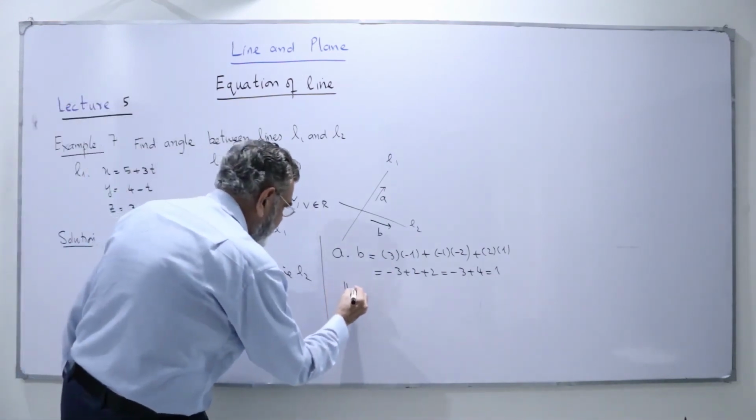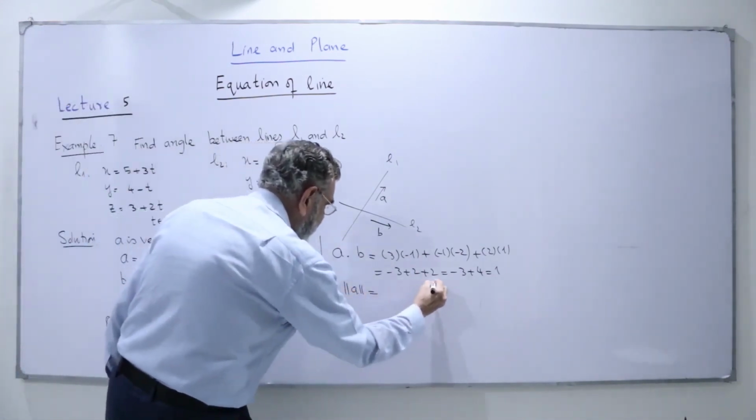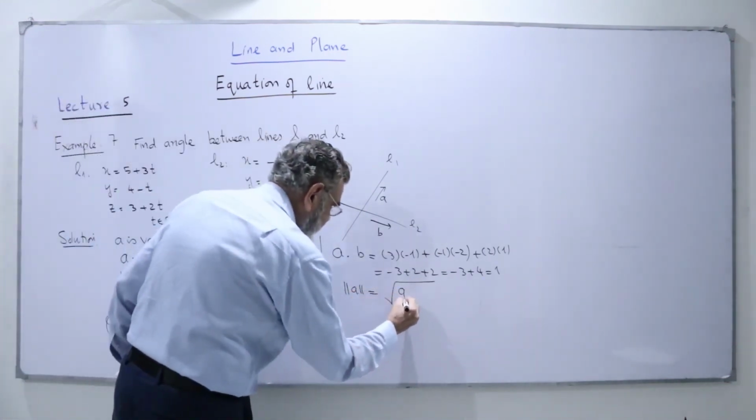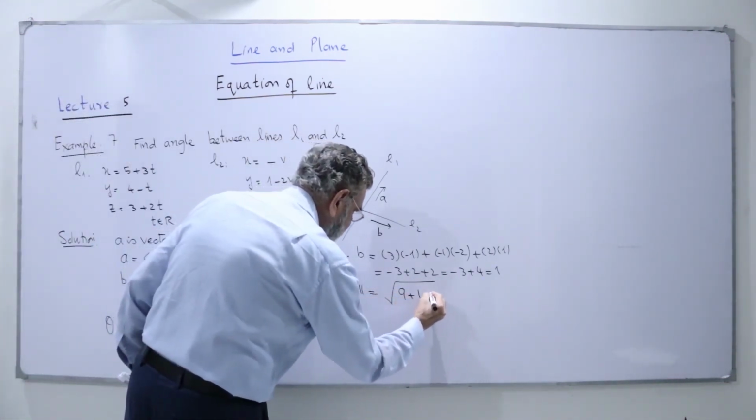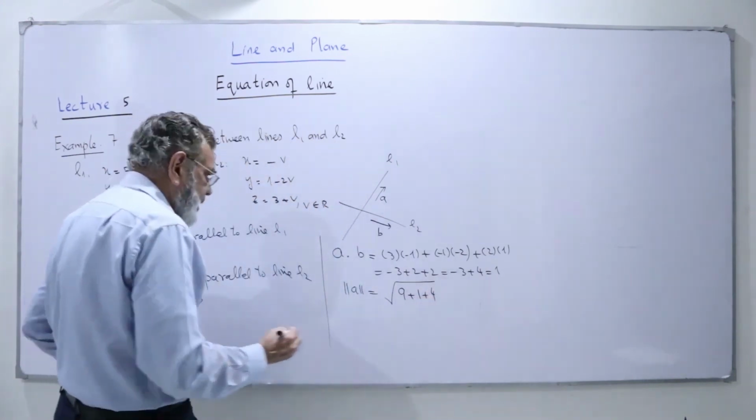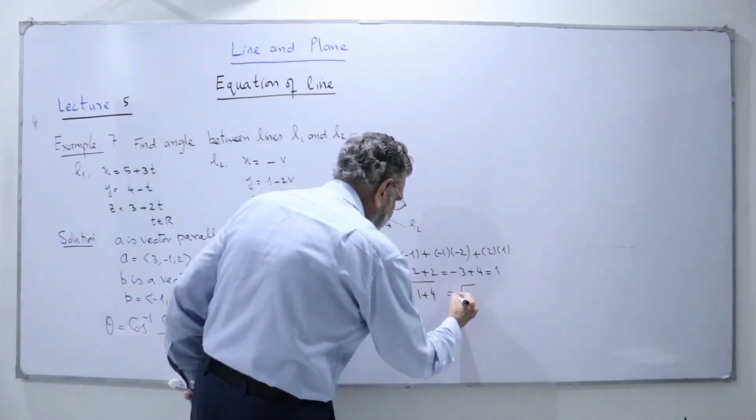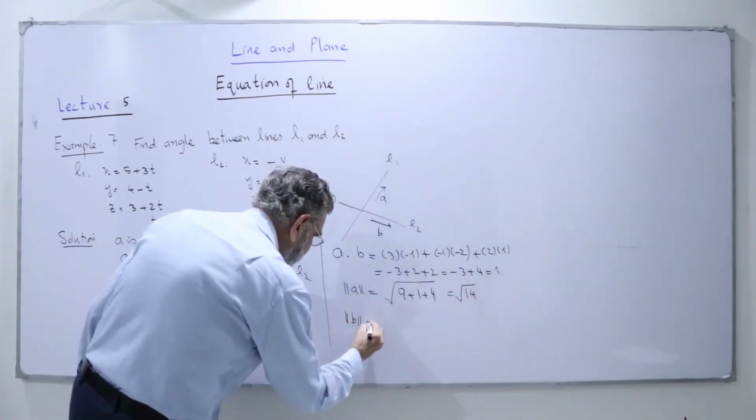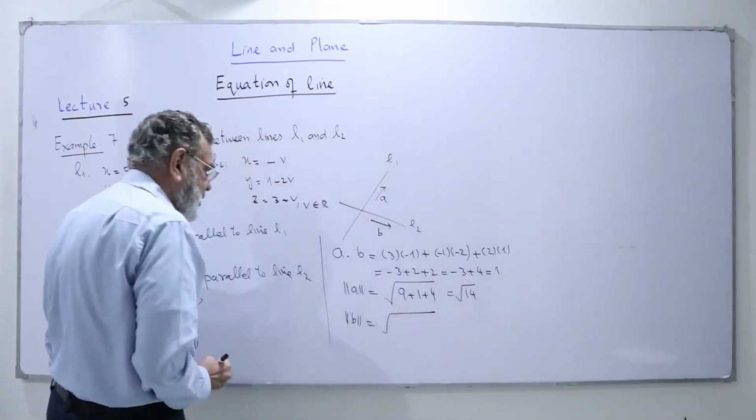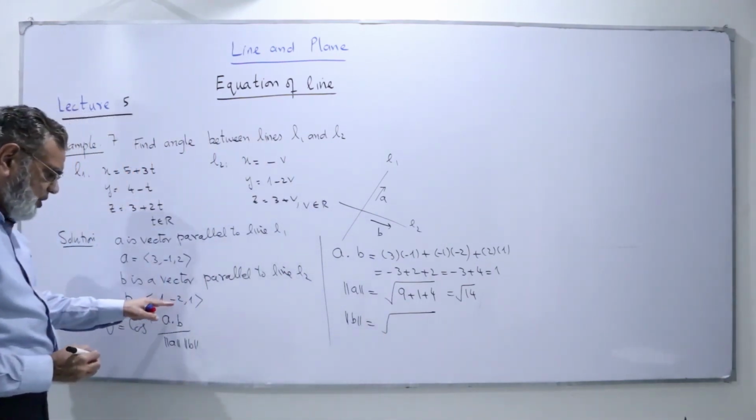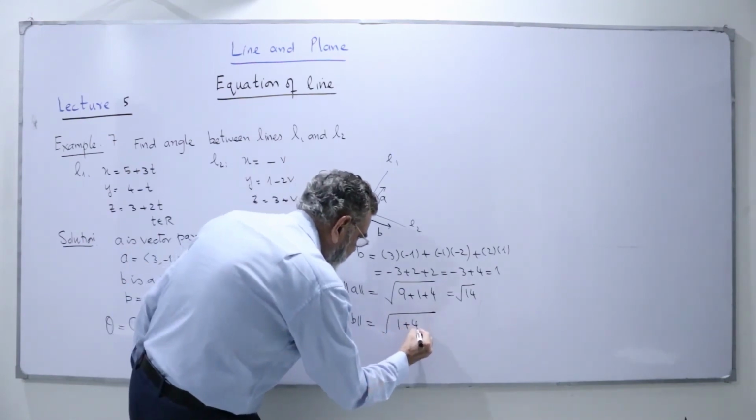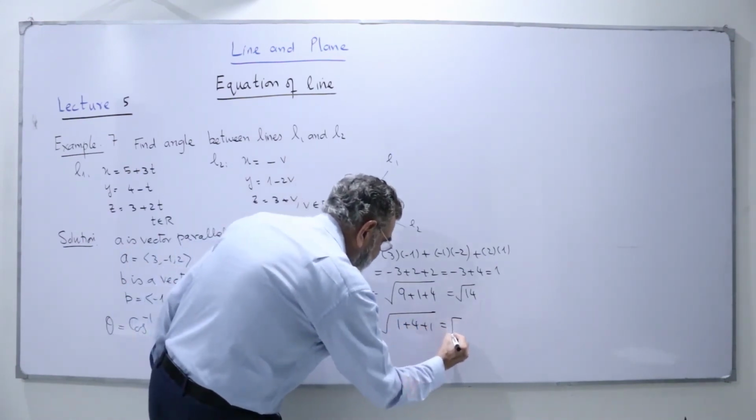Next I need the magnitude of A and the magnitude of B. Magnitude of A is equal to root of A1 square plus A2 square plus A3 square. A1 square is 9, A2 square is 1, A3 square is 4, and the value becomes root of 14. Then the magnitude of B is under root sign of B1 square. B1 square is 1, B2 square is 4, B3 square is 1. So it's 1 plus 4 plus 1, which is root of 6.